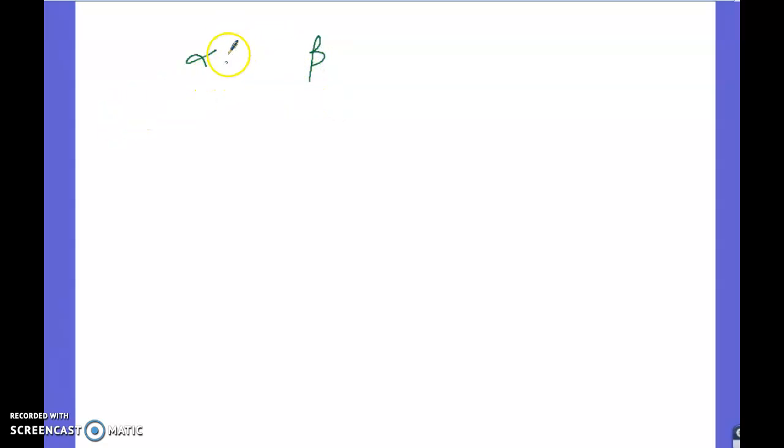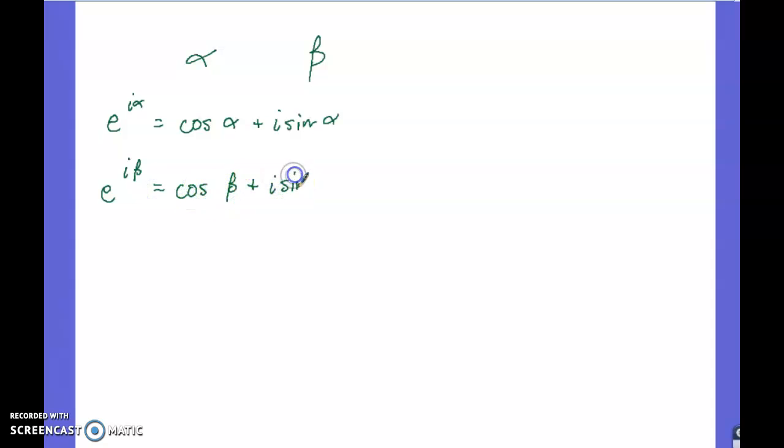And I wanted you to investigate what alpha plus beta are for a formula. So as a reminder, we have e to the i alpha is equal to cosine of alpha plus i sine of alpha. And while I'm at it, I could also say e to the i beta, by Euler's formula, is cosine of beta plus i sine of beta.